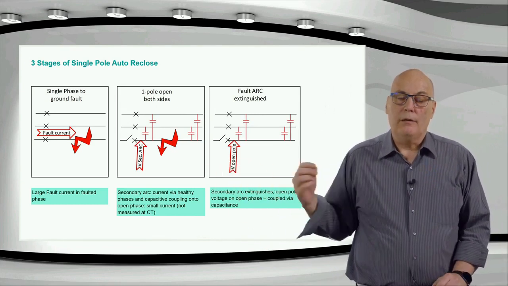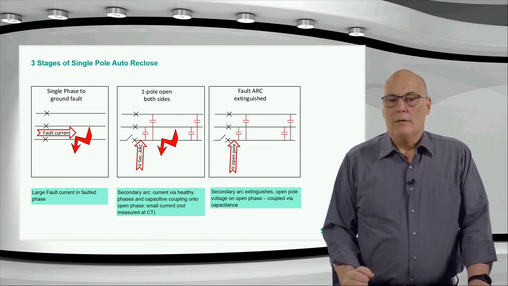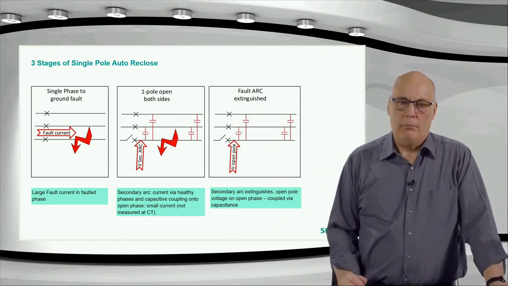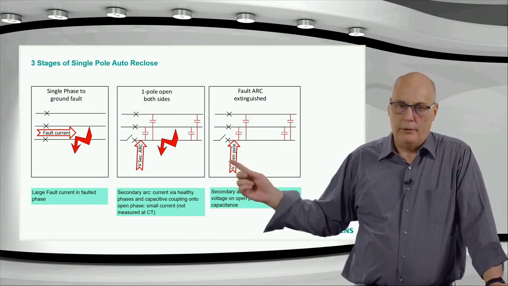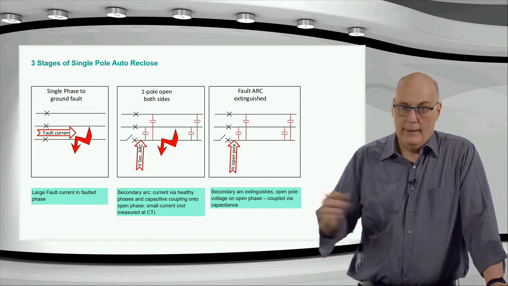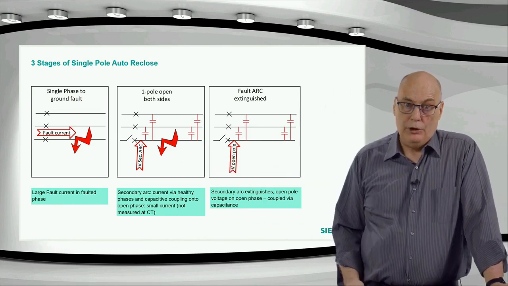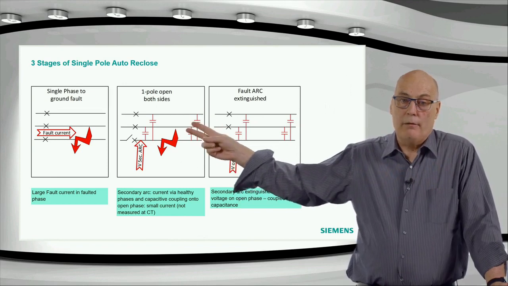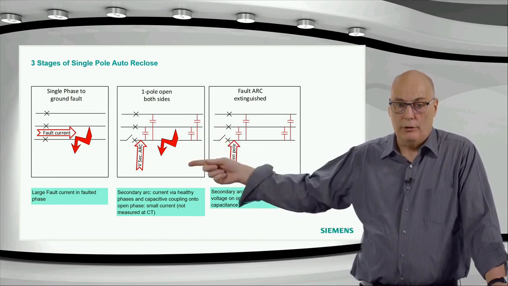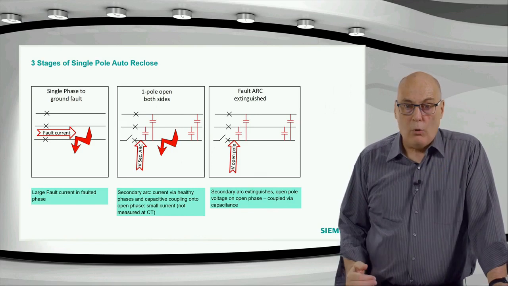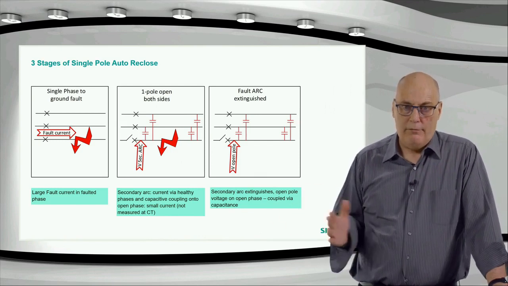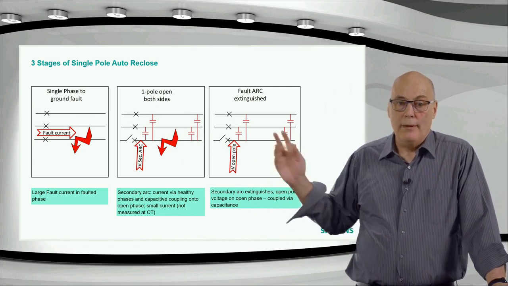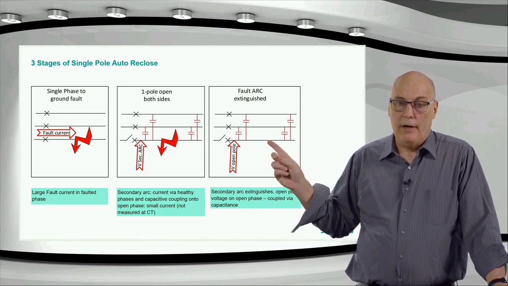We are talking here sub 1 second, and that's a fairly short time for this gas to get blown by the wind. It's a typical 1-pole dead time, around about 1 second. That would be this middle condition. The arc is still there, fed by the capacitance from the healthy phases, the secondary arc condition in the middle. If things go well, after a few hundred milliseconds, up to maybe a second or so, that arc will then disappear, and we then go to the final state.